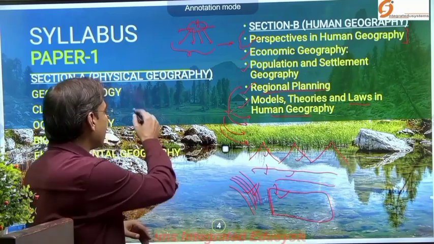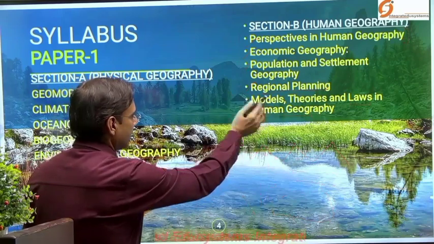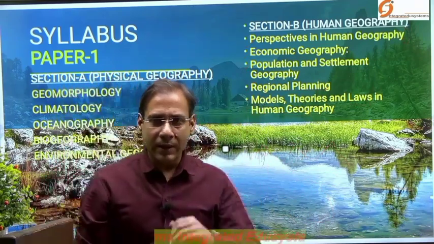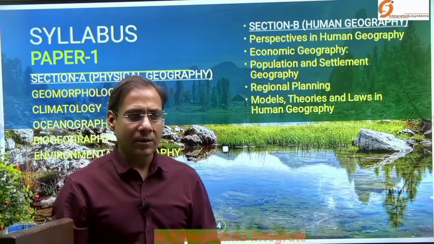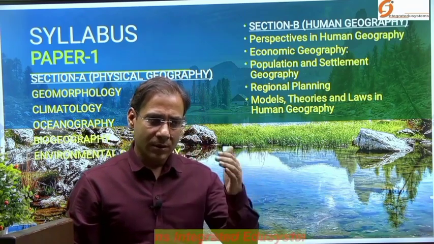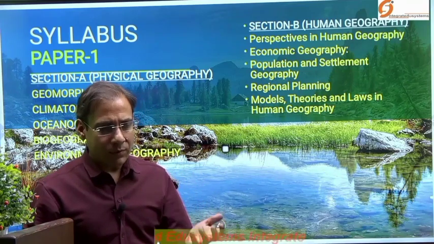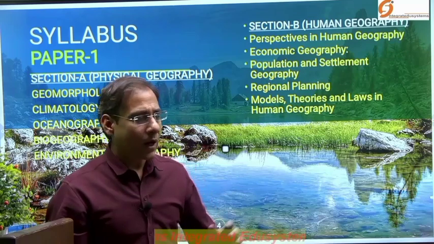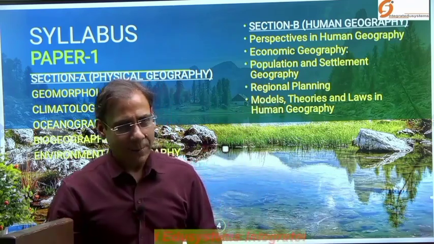So there are 5 units in Section A and 5 units in Section B in Paper 1. You have to learn the 10 units, and in the 10 units, on an average, there are 7 to 12 heads. So on an average you have to learn basically 100 heads out of these 10 units. 10 multiplied by 10.